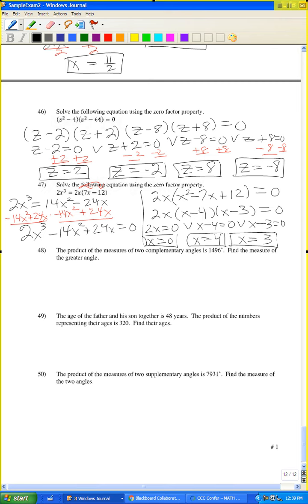Okay, let's do problem number 48. The product that measures the two complementary angles is 1496. Find the measure of the greater angle. So let x be the measure of the greater angle.